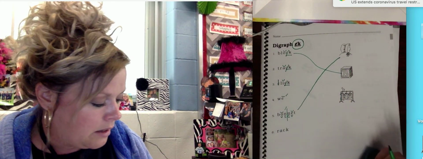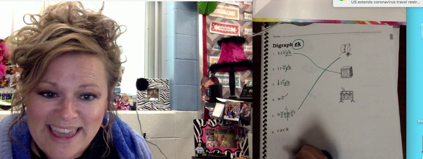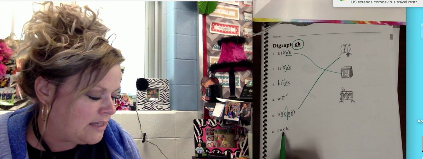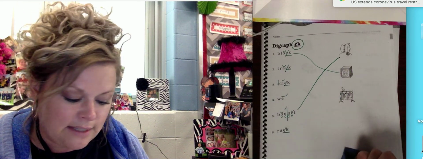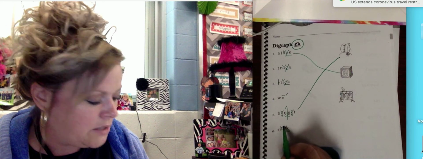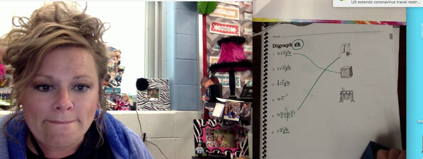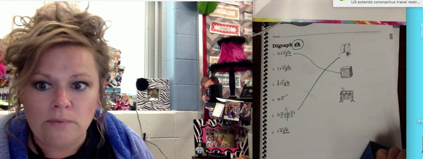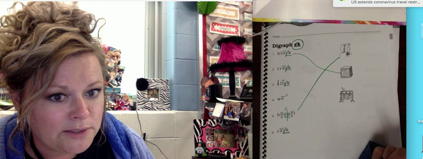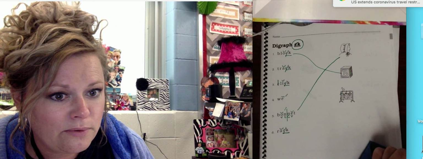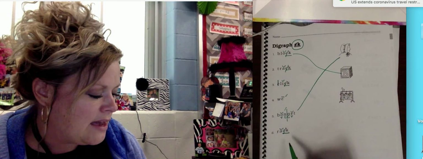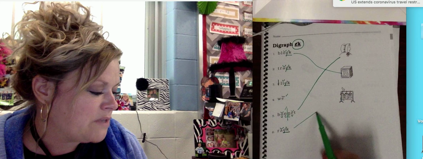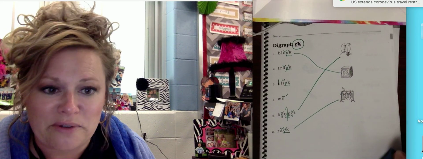And number 6 today is R-A-C-K. I see that CK digraph. I'm going to underline it. Cross out the silent C. I know the A is short, so I'm going to breathe it. Do all these with me. And that's it. Oh, but is it? There's one more thing I got to do. A rack. A rack for clothes is something you can hang your clothes on, a clothing rack.